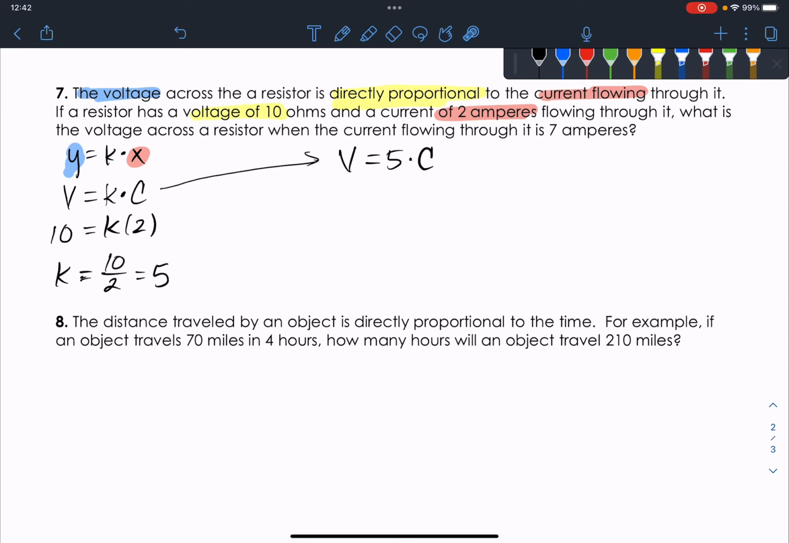And here we want to figure out the voltage now. What is the voltage across a resistor when the current flowing through it is 5 amps? I'm sorry, 7 amps. So we're going to replace C with 7. So the voltage in this resistor is going to be 35.